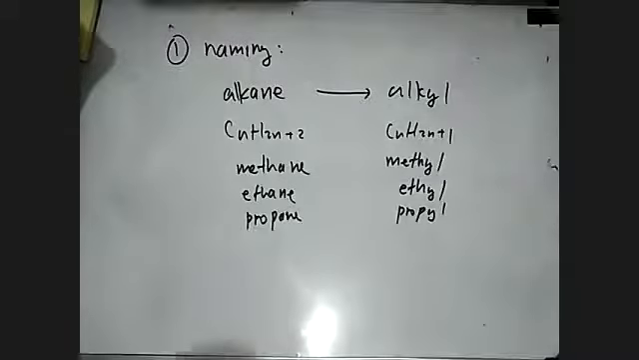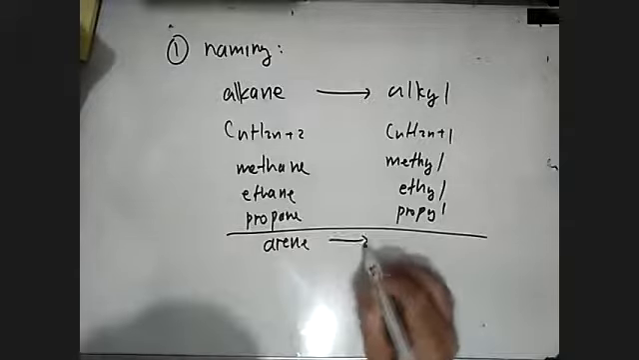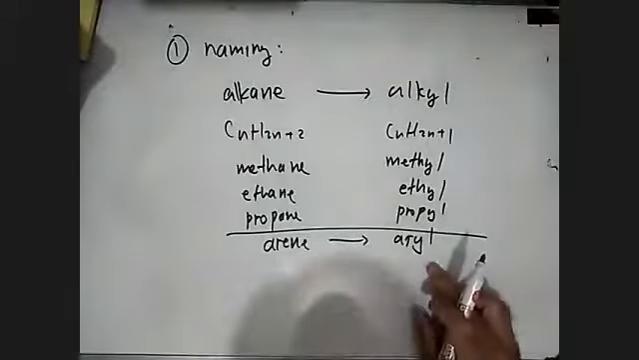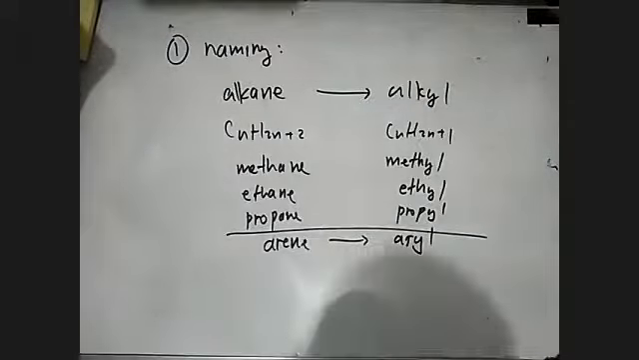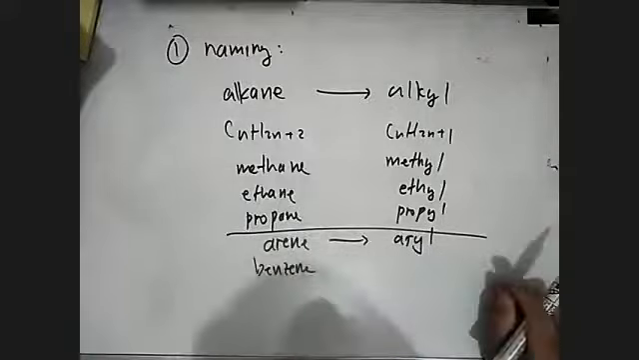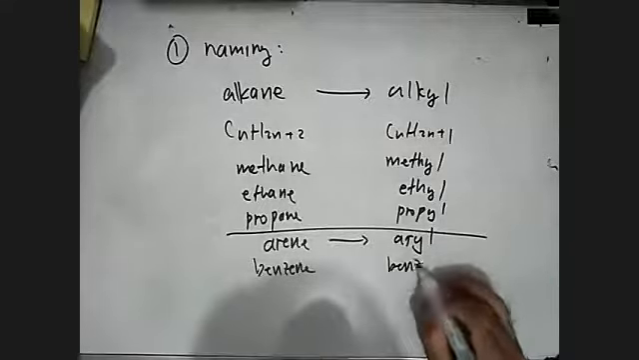With a similar idea here, we're going to have the class of aromatic hydrocarbon. We call them arene, and that becomes aryl. But it's not about Peter Pan. So the simplest of the arene is benzene, and we're going to call it, in theory, benzyl.